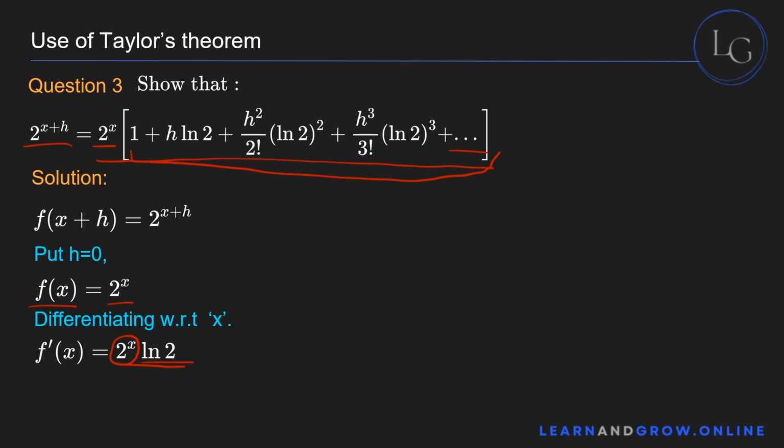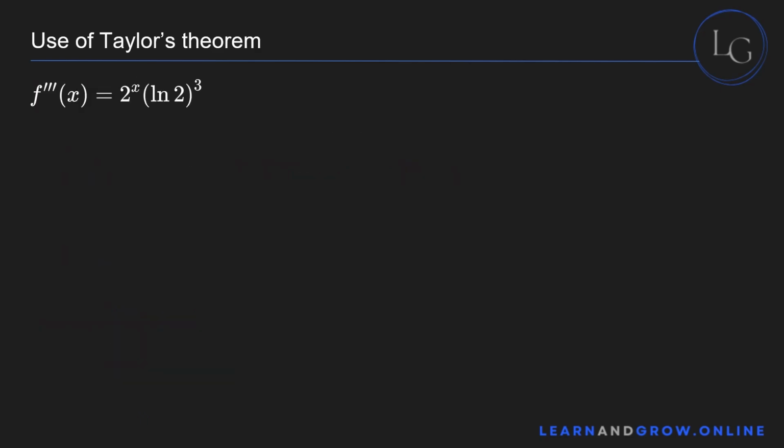So that's ln 2. Now f double prime of x is basically, you see this term, you just multiply it with another natural log of 2, so it becomes the natural log of 2 whole squared. The 2 raised to the power x remains as it is, and similarly for the third derivative, the natural log of 2 to the power 3, the 2 raised to the power x remains as it is.